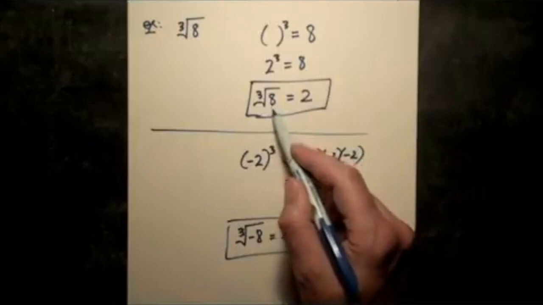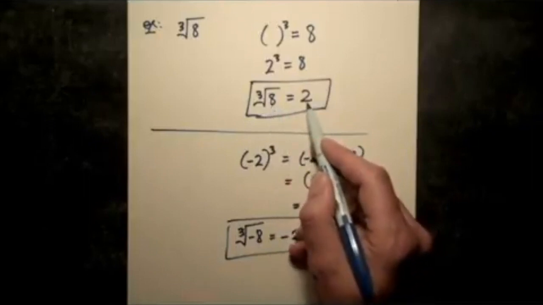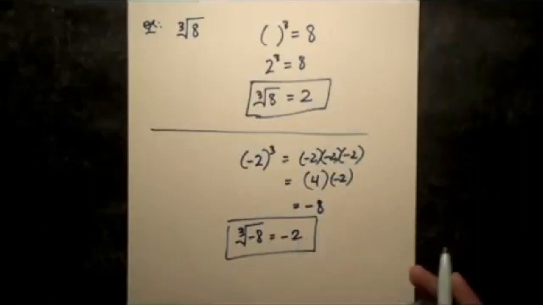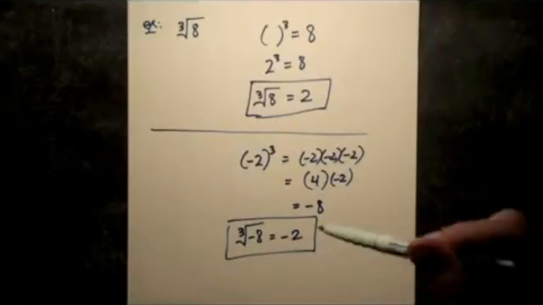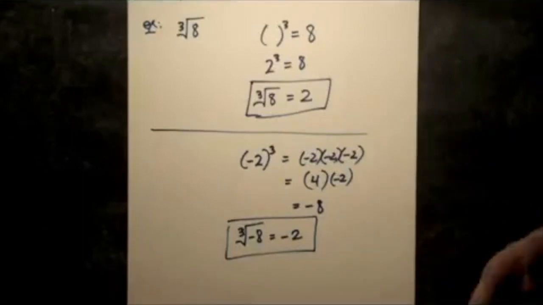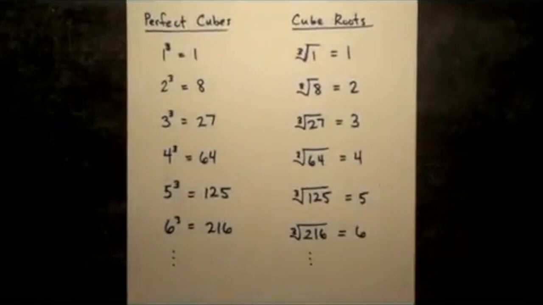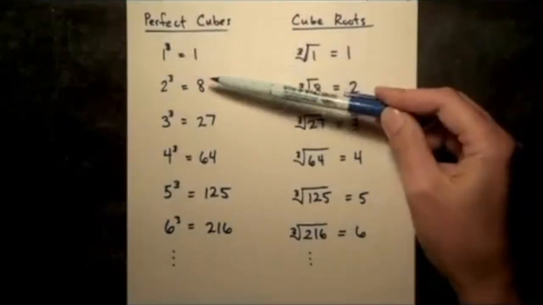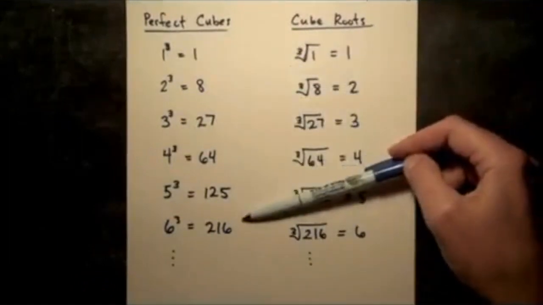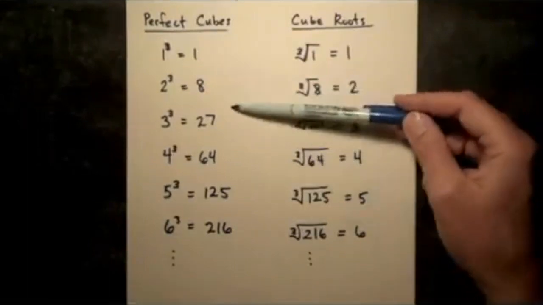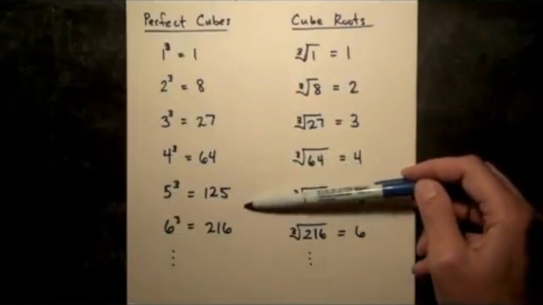Positive numbers have exactly one real positive cube root. Negative numbers have exactly one real negative cube root. And the cube root of 0 is just 0. So all real numbers have one real cube root. It's a much simpler picture than we had for the square roots. We can also make a list of perfect cubes, just like we did with perfect squares. Here are the corresponding cube roots. We will use these later when we simplify cube roots.